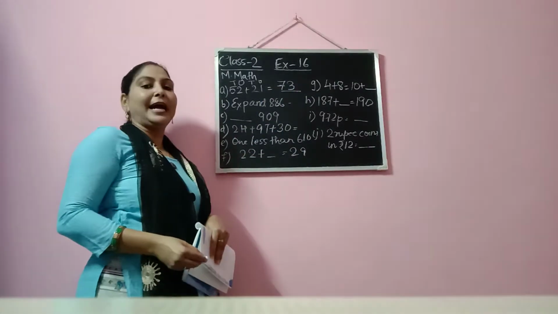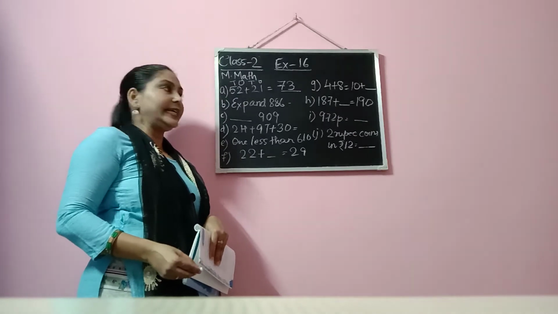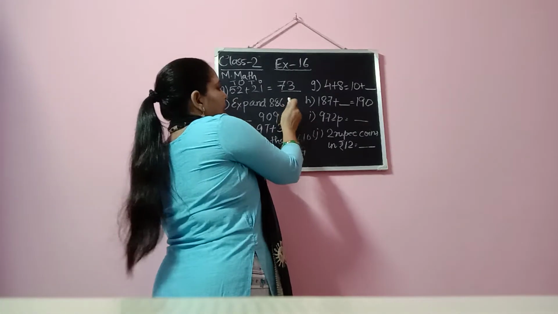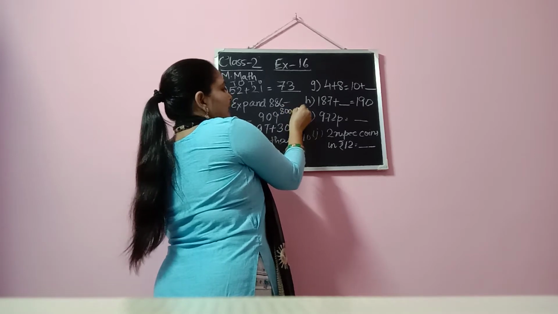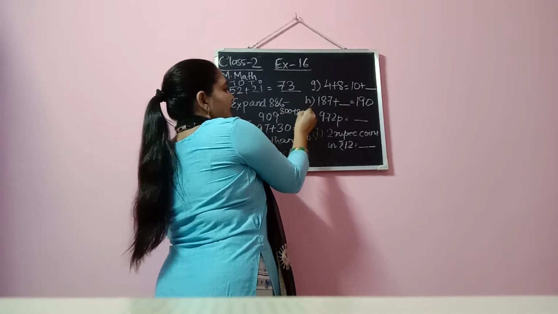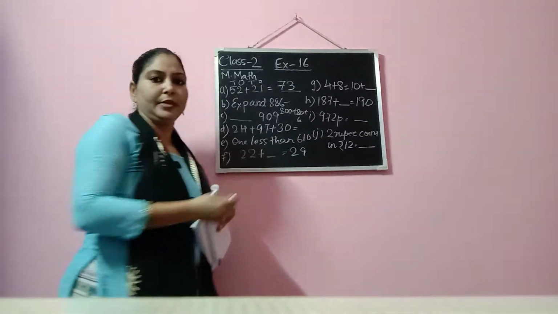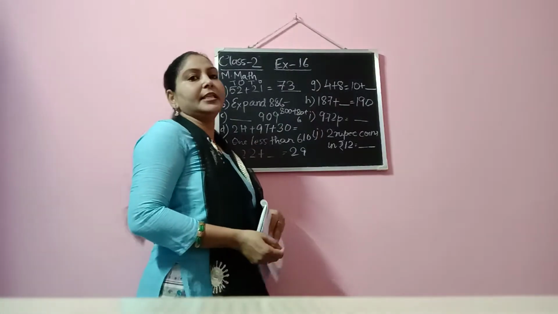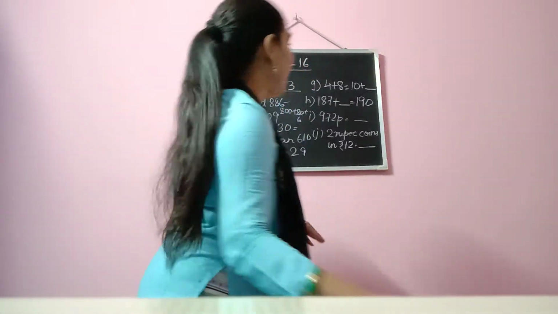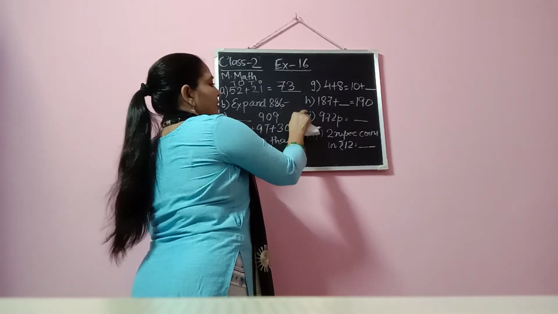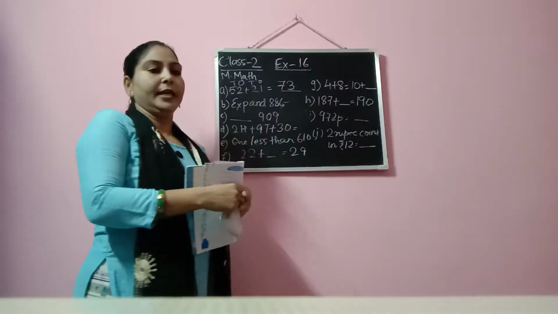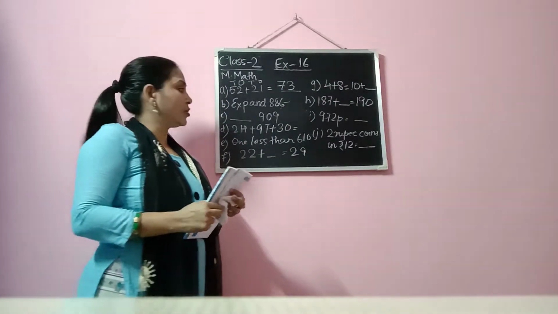You have to expand this number 886. So how do we do that? It is 800 plus 80 plus 6. Like this we do, isn't it? So this way you have to expand the number. I'm going to rub this because I have to write the answer for the next question also. Okay, so then we have the next question.